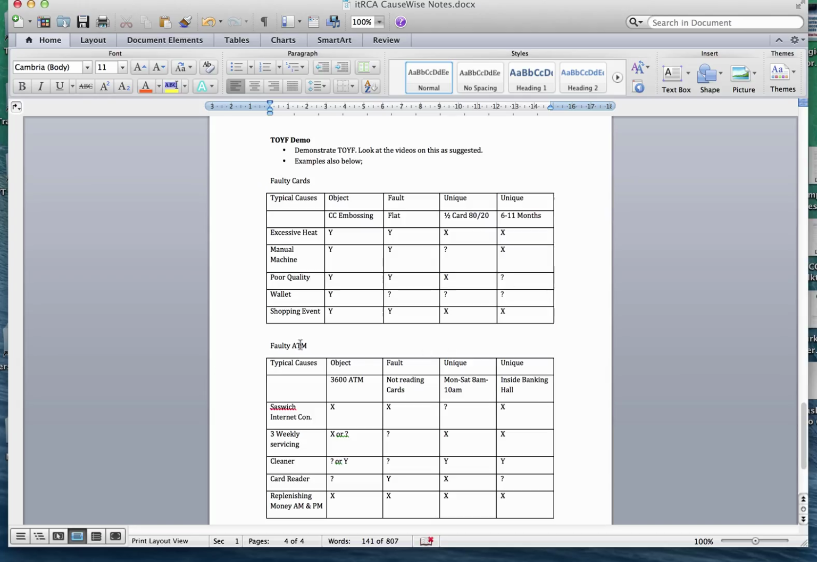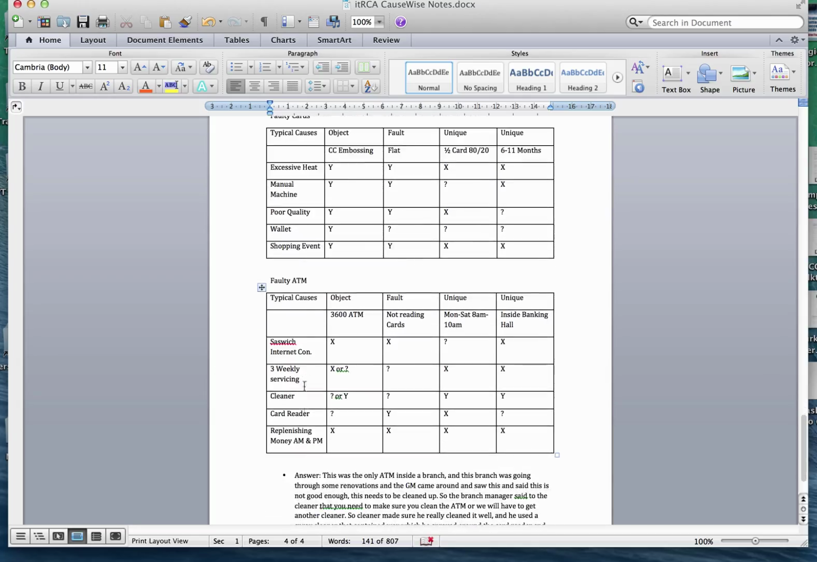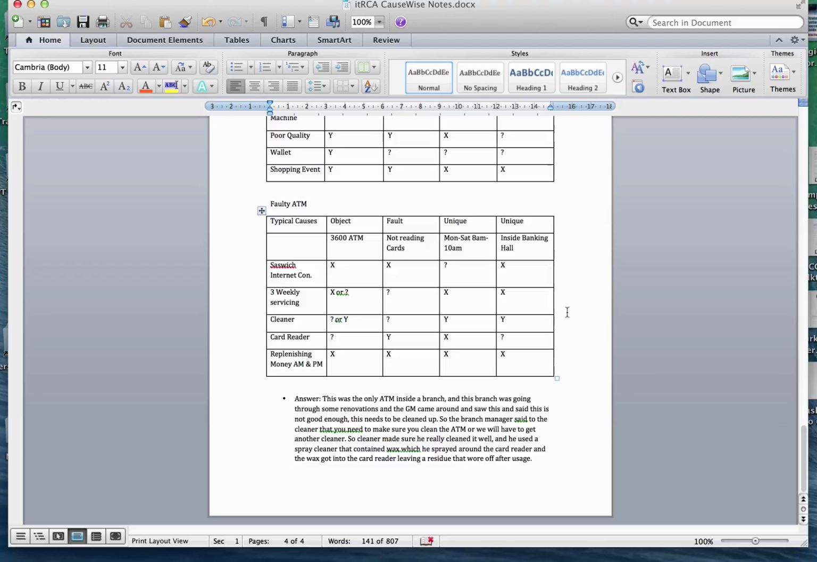This other one, the faulty ATM case study, you can get them to read it if you like. While they're reading it, do this grid, put in your typical causes, which are straight off the case study, and ask them again what these are, but lead them a little bit with getting those in there. And that's it.